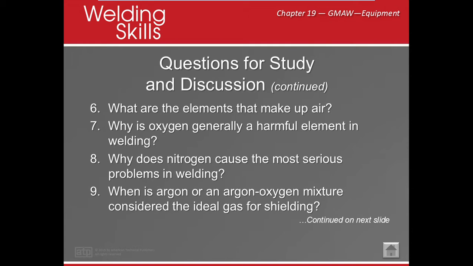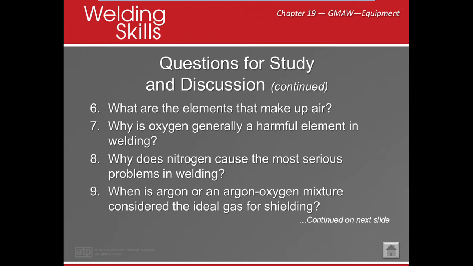All right, so let me see. Why does nitrogen cause the most serious problems? Well, kind of the same thing. It gets into our molten weld pool, okay? It forms nitrides when it cools. And here's the thing. It increases hardness, decreases ductility, and decreases impact resistance. And of course, when we have a whole lot, it can cause porosity. So this means nitrogen and oxygen are trying to get out of your weld before it solidifies. That's not good, okay?